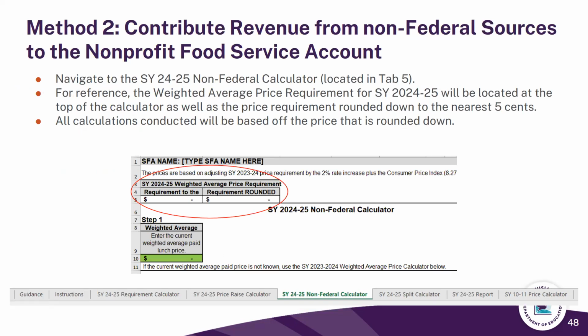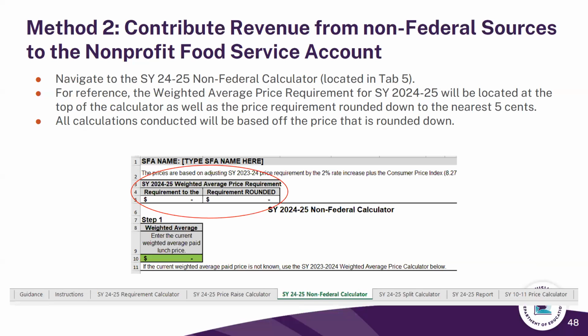Method 2, contribute revenue from non-federal sources to the nonprofit school food service account. This set of instructions are for SFAs who want to contribute revenue from non-federal sources to the nonprofit school food service account to meet the weighted average price requirement.